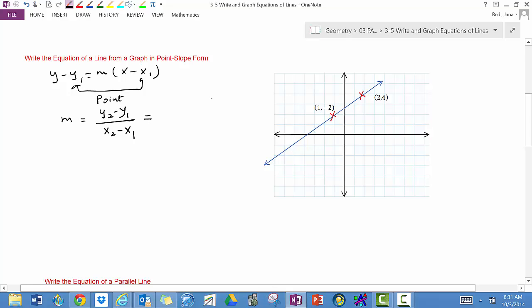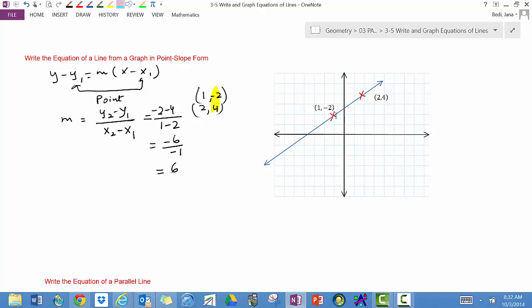So for y2, and again I'm going to write these vertically: 1, negative 2, 2, 4, and I get negative 2 minus 4. These are my y coordinates, over 1 minus 2, and I get the slope is negative 6 over negative 1, which is a positive 6. Now I know I can pick either point, so let me pick the first point, and my equation is y minus a negative 2, which gives me y plus 2 equals m, which is 6, parentheses x minus 1.